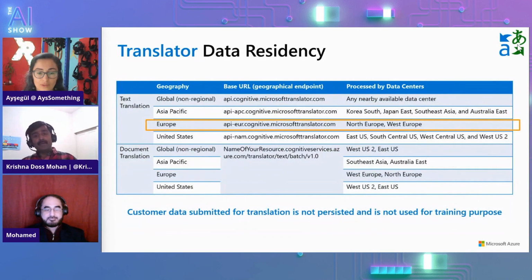Number three, we let the customer decide where the translation request is processed by picking desired service endpoints and resource geography. For example, if a customer has users across the globe and wants low latency, using the global endpoint is desired as the request is processed by any of the nearby data centers. At the same time, customers choosing an endpoint of Europe geography will ensure the translation request is processed within the data centers in Europe. Customer data submitted for translation, as I mentioned earlier, is not persisted at all. These are the key differentiators we have in terms of the problem solving.